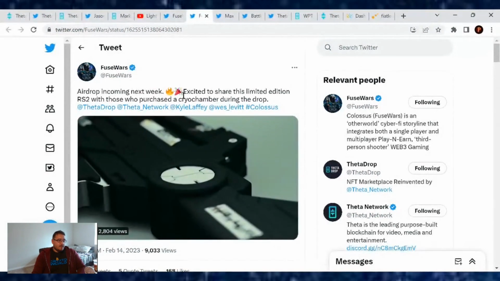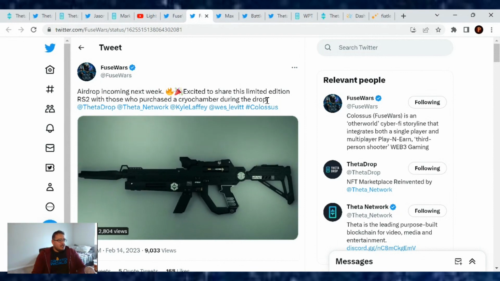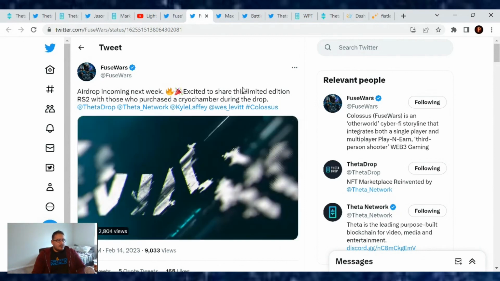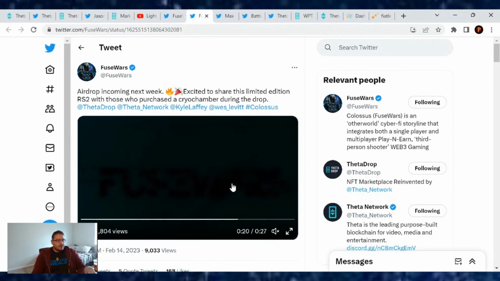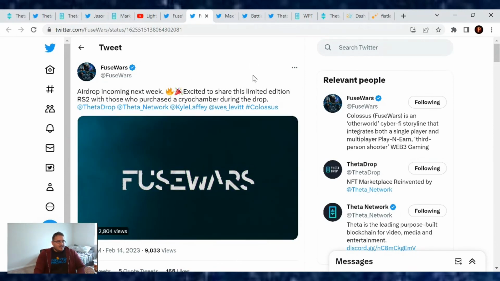This was last week on the 14th, so it's literally been 7 days, so it's happening this week. Excited to share this limited edition RS2 with those who purchased a Cairo Chamber during the drop. So if you purchased one, you're going to be getting one of those nice weapons to play the game. And let's see, what else?